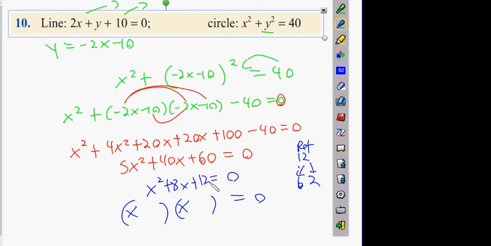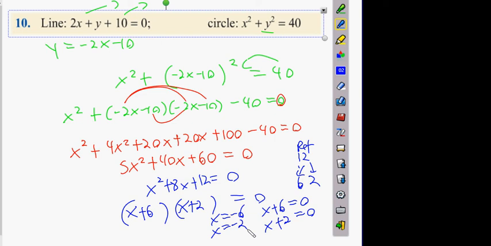Now, lads, Sean, what goes in here? 6 and 2. And then what are our two answers? x plus 6 equals 0, x plus 2 equals 0. x equals minus 6, x equals minus 2. Okay, and we have to find out the y values then.